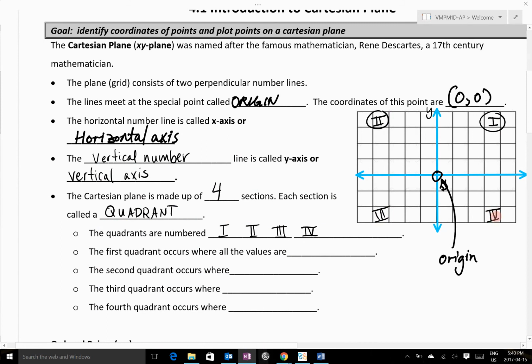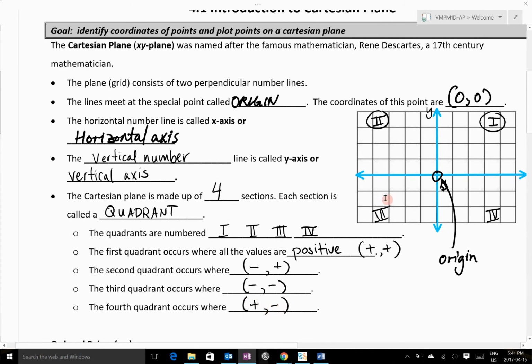The first quadrant occurs where all the values are positive, so positive x values, positive y values. The second quadrant occurs where you have negative x values and positive y values. The third quadrant occurs when we have both negative x and negative y values. The fourth quadrant occurs when we have positive x and negative y values.